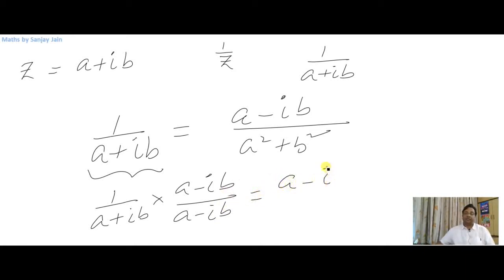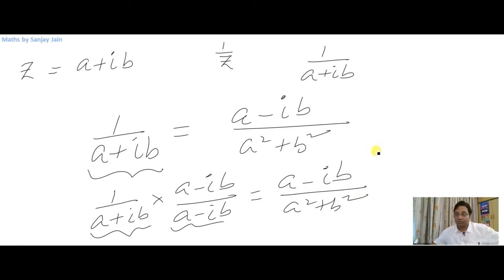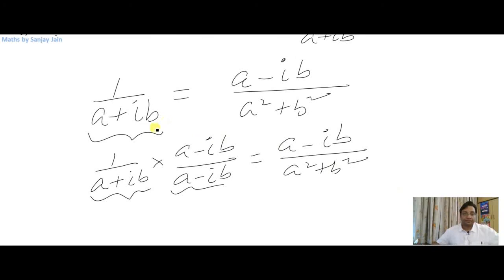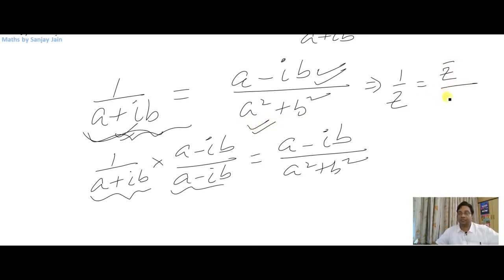And what can I write it as? A minus iota b. And if you look at this product here, this is nothing but a squared plus b squared. Now that you know what is conjugate and what is modulus, can you say that 1 upon a plus iota b, that is 1 upon z, is equal to, this is the conjugate of this number, that is z bar, divided by, this is the square of the modulus, right? What was modulus? It was equal to square root of a squared plus b squared, and this is the square of the modulus. So can I write it as mod z squared?